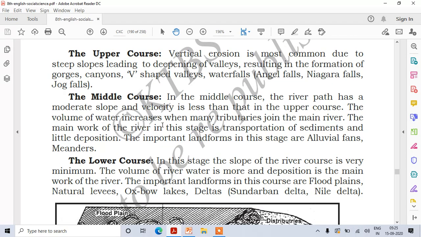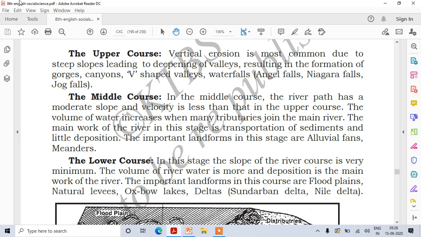Then we have the middle course. In the middle course, what happens? Transportation will take place. The river path has a moderate slope and velocity is less than that in the upper course. The volume of the water increases when many tributaries join the main river. Definitely, when water comes from the tributaries, the volume of the water will increase.